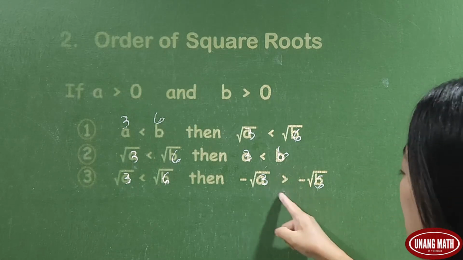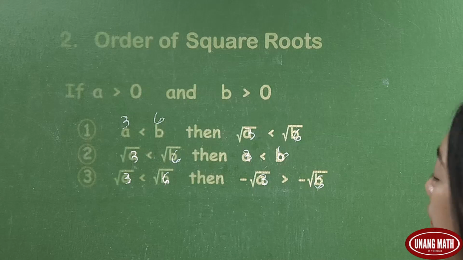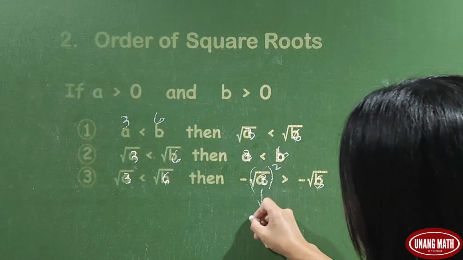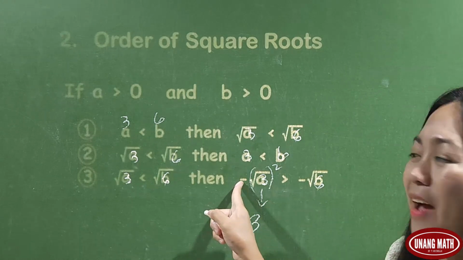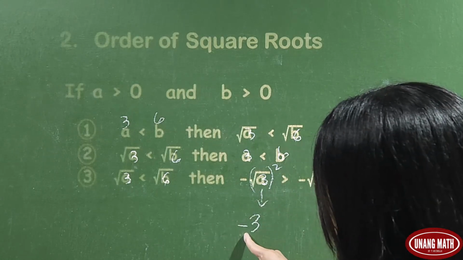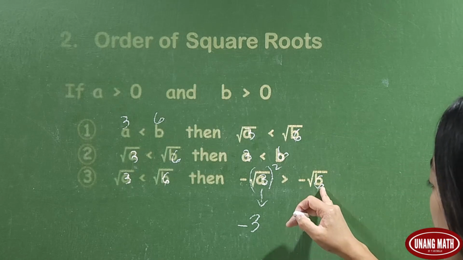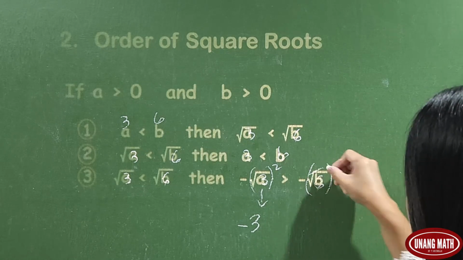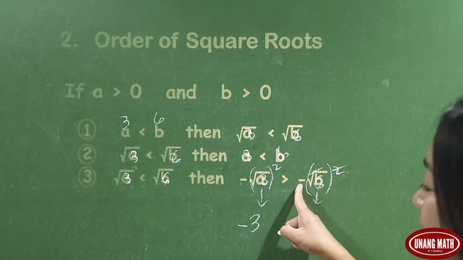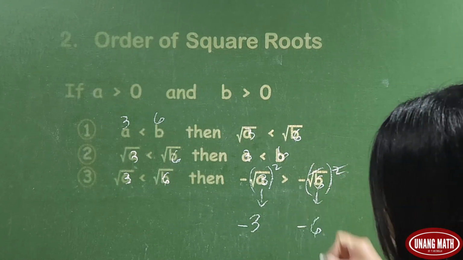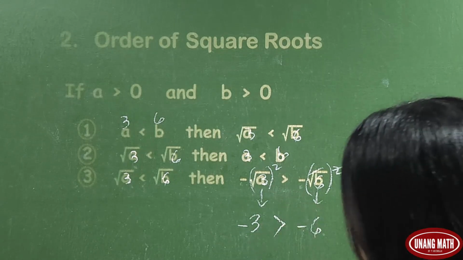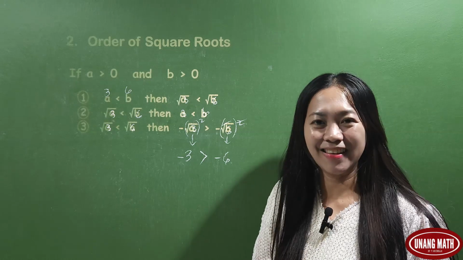So why is our symbol here greater than? Okay, square root of 3 means square this one and bring out this 3. Take note, we have a negative sign outside the radical sign. So that means this is negative 3. Okay, what about this one? So square this one, cancel this exponent and radical sign, bring out 6. And since there is a negative sign outside the radical sign, that means this is negative 6. And negative 3 is greater than negative 6.